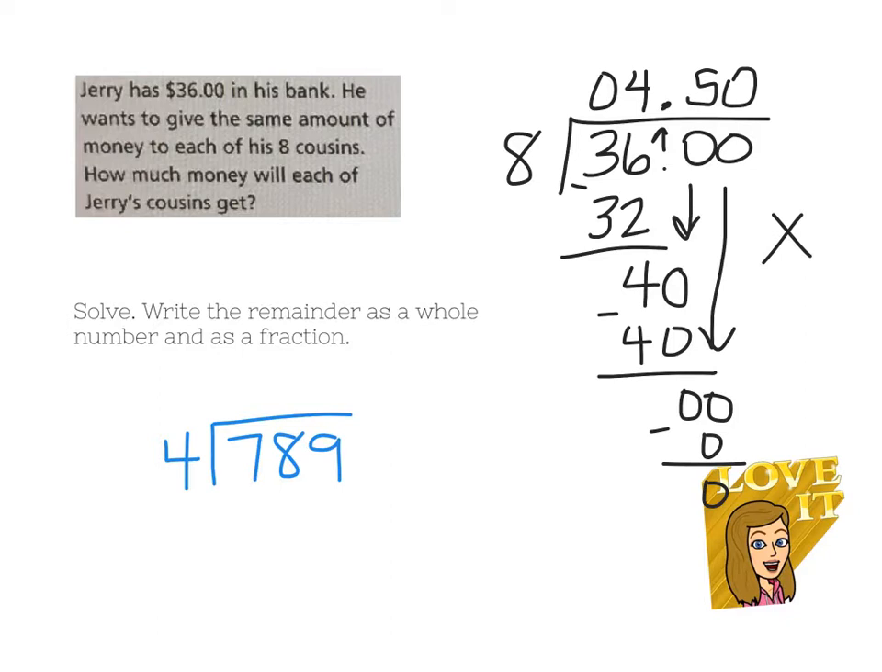So I figured out that each of Jerry's cousins, because I put my decimal point in right away, will get $4.50. So now let's review fractions.